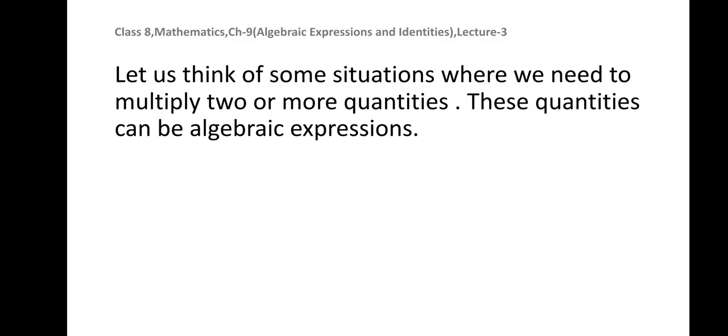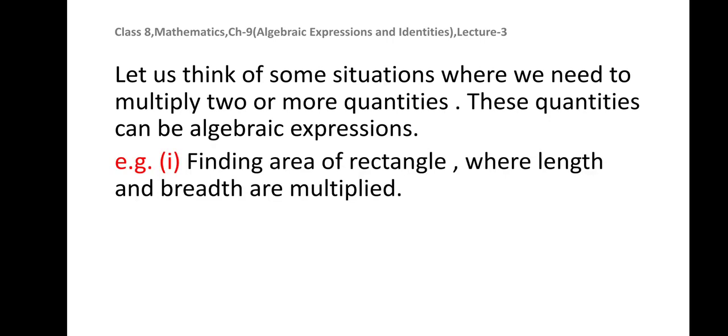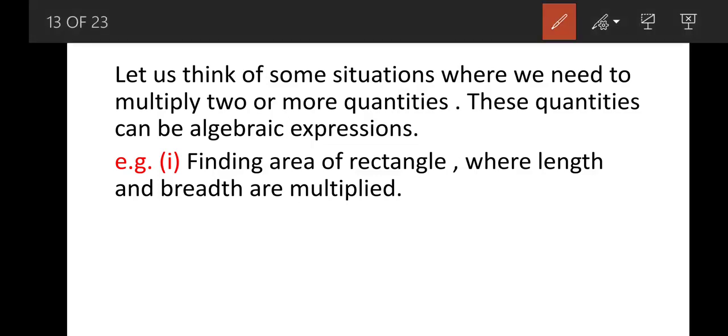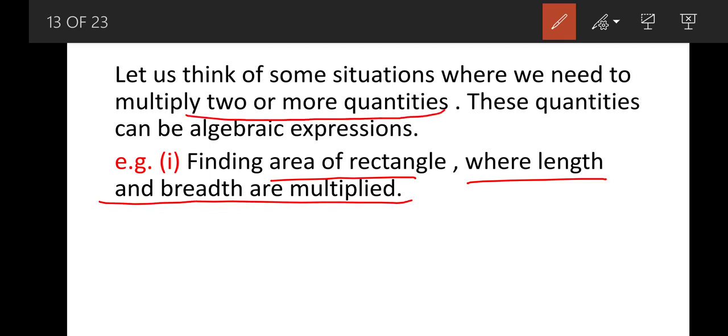If I talk about the area of a rectangle, in this example, you will be multiplying length and breadth. And if the length of the rectangle is increased by 5 units and breadth is decreased by 3 units, then the area of the new rectangle will be the multiplication of two algebraic expressions. It will be L plus 5 and B minus 3. Or simply here, the area of a rectangle will be the product of length and breadth. These are the two quantities. And I told you that these two or more quantities can be algebraic expressions.